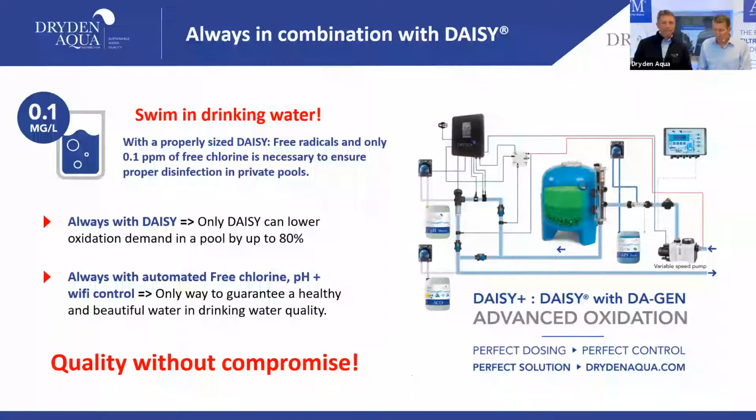What's very important is that you use a low salt chlorination system like the DHN or others in combination with DAISY. Only DAISY is capable of reducing the oxidation demand of the water to a level that makes the concept of hydrolysis work very well. So always combine the two together. DAISY comes first. Only with this can you reduce the oxidation demand by 80%, and then you need just a very small amount.